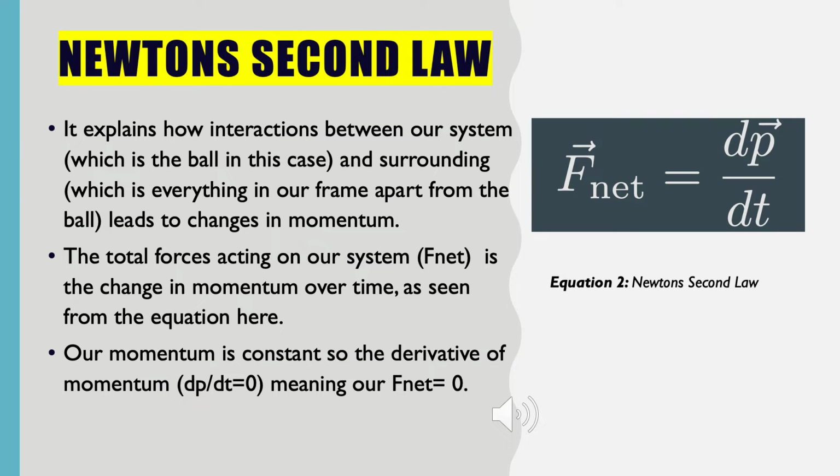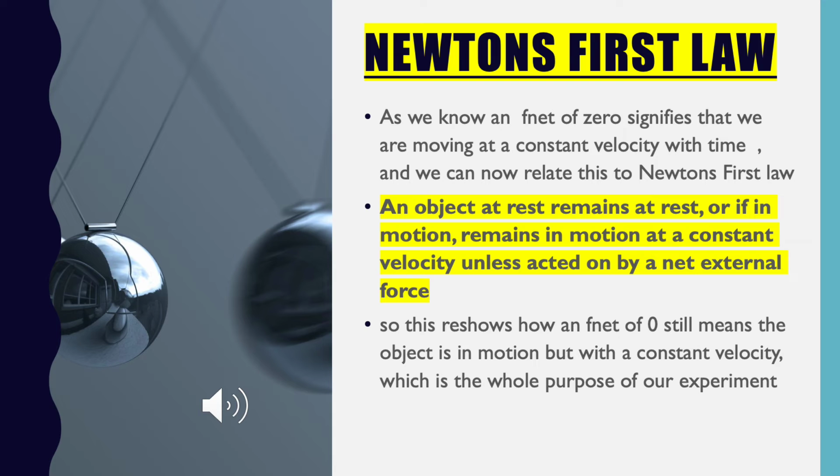We can now link this information to Newton's second law. It explains how interactions between our system and the surroundings lead to changes in momentum. Its equation is displayed on the screen, and it shows that the total force acting on our system is the change in momentum over time, dp/dt. And as mentioned previously, our momentum is constant, so the derivative of momentum, dp/dt, is 0, meaning our F net is 0.